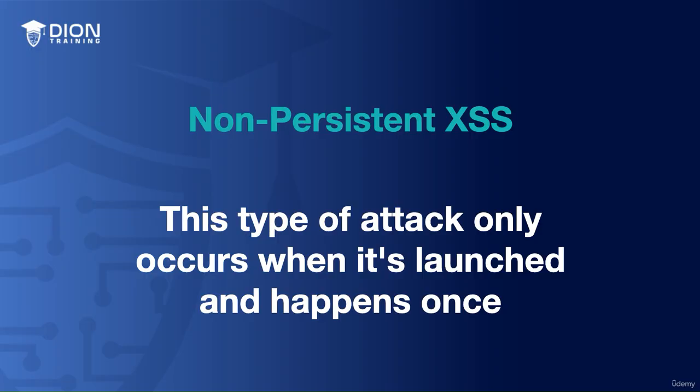Now, the example I just showed you is what's known as a reflected or non-persistent cross-site scripting attack. This type of attack only occurs when it's launched because you're clicking on that link or you're entering it into your web browser and pressing enter. It happens once and then it stops, because it is considered non-persistent.